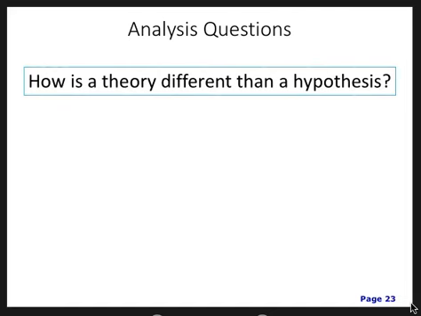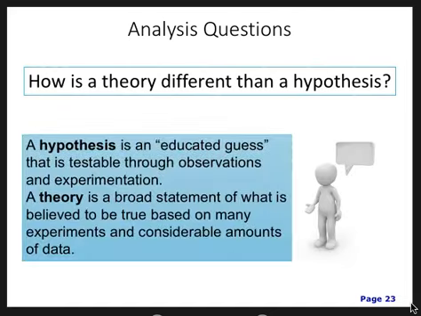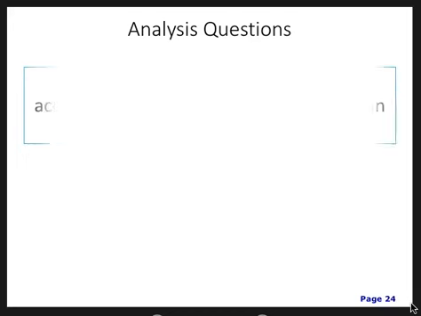How is a theory different from a hypothesis? This is very important to understand. So a hypothesis is just a guess. It's an educated guess, but it's a guess. It's one explanation or possible explanation for an observation. Remember that it has to be testable. A theory is a broad statement that evolves or comes into being after we've had several rounds of experimentation and we have considerable data collected, and all that data is supportive of the hypothesis.